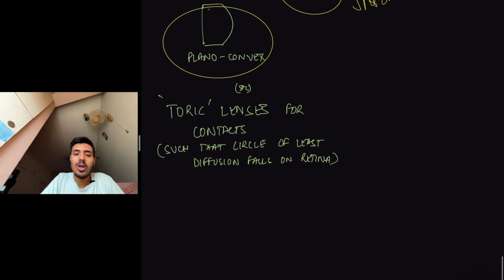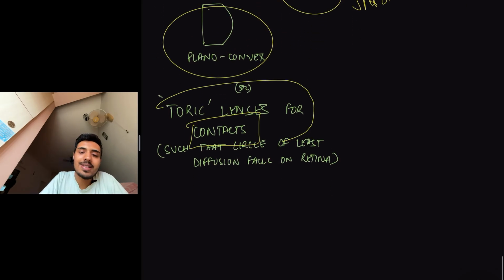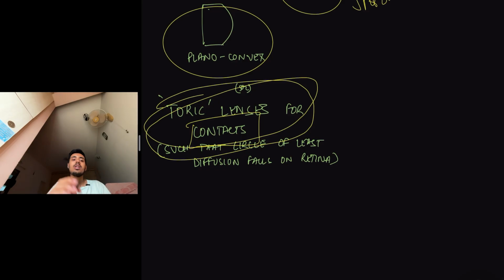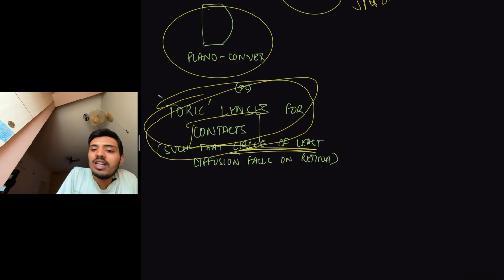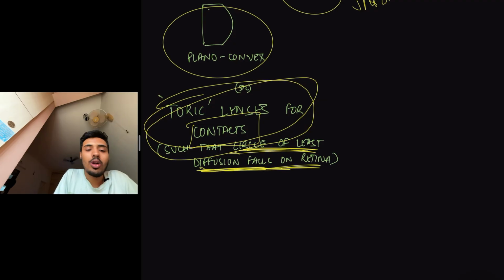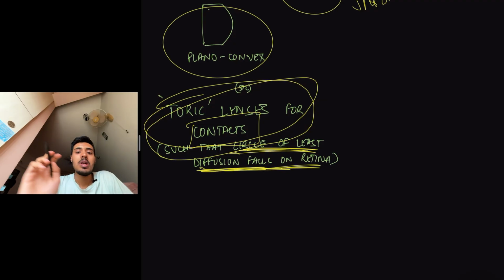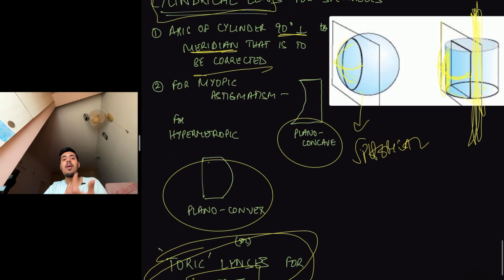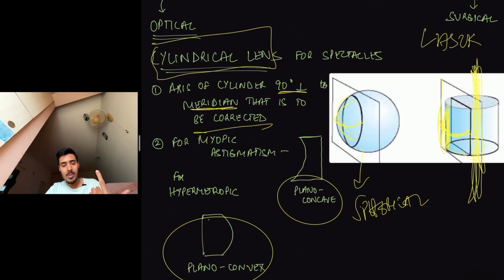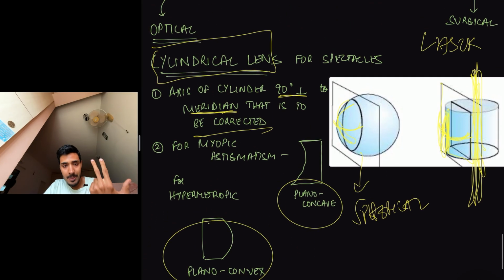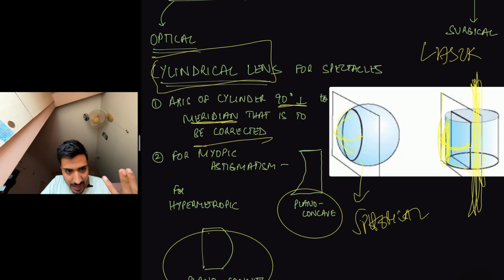Let's say you want to use contact lens. Then we'll use toric lenses. Now, what are toric lenses? As I told, toric surfaces are where vertical curvature is not equal to horizontal curvature. So, we give toric surfaces such that the circle of least diffusion, we want that to fall on the retina. Simple. So, toric lenses for contact, plano-concave for myopic astigmatism, plano-convex for hypermetropic astigmatism. The cylindrical lens axis should be always perpendicular to the meridian you want to correct. So that is about astigmatism.